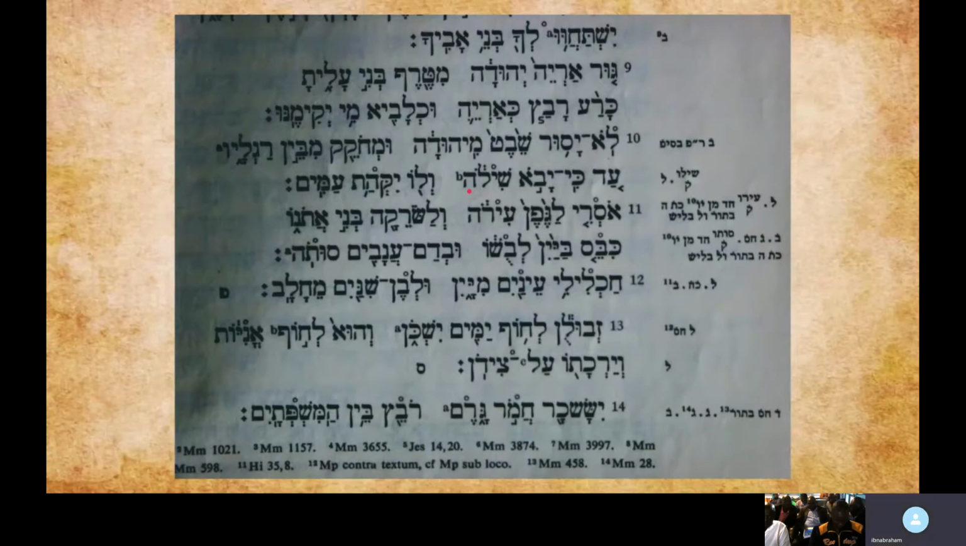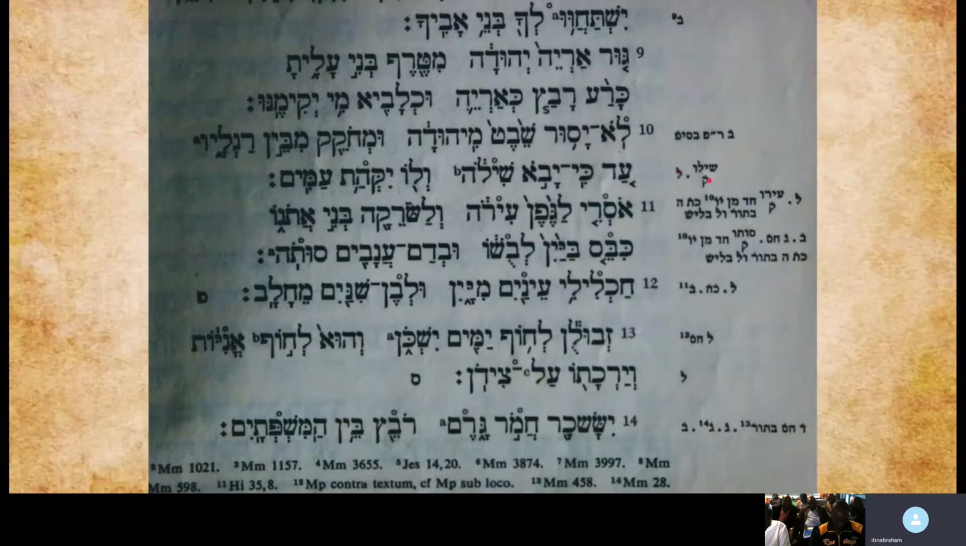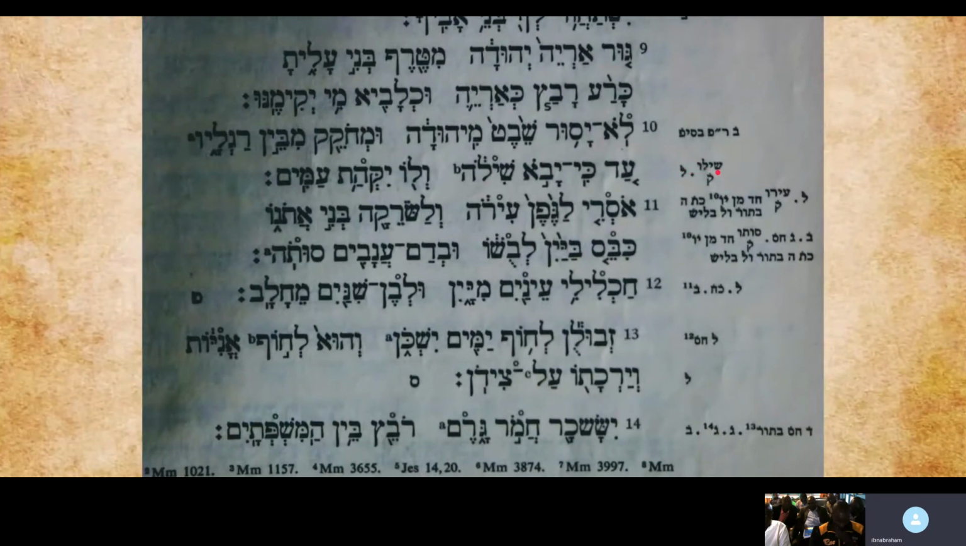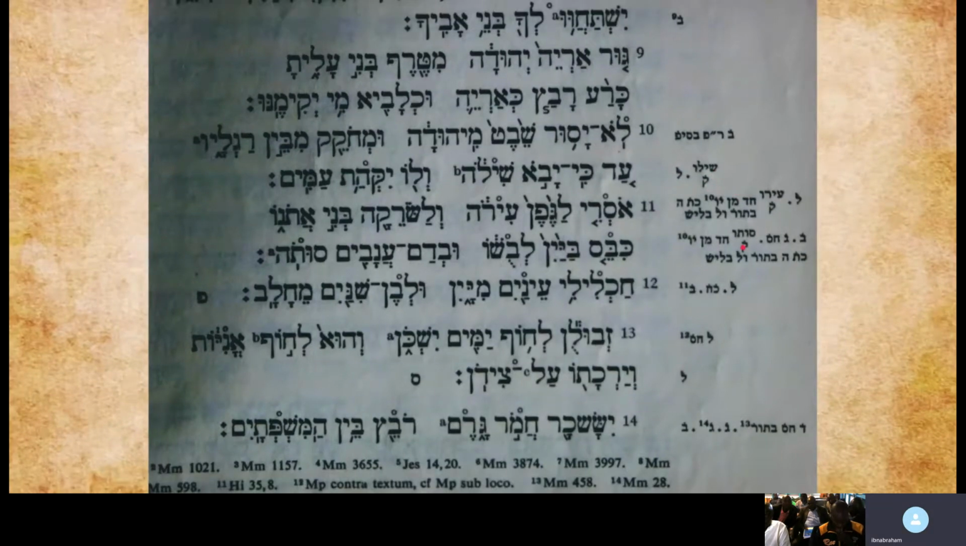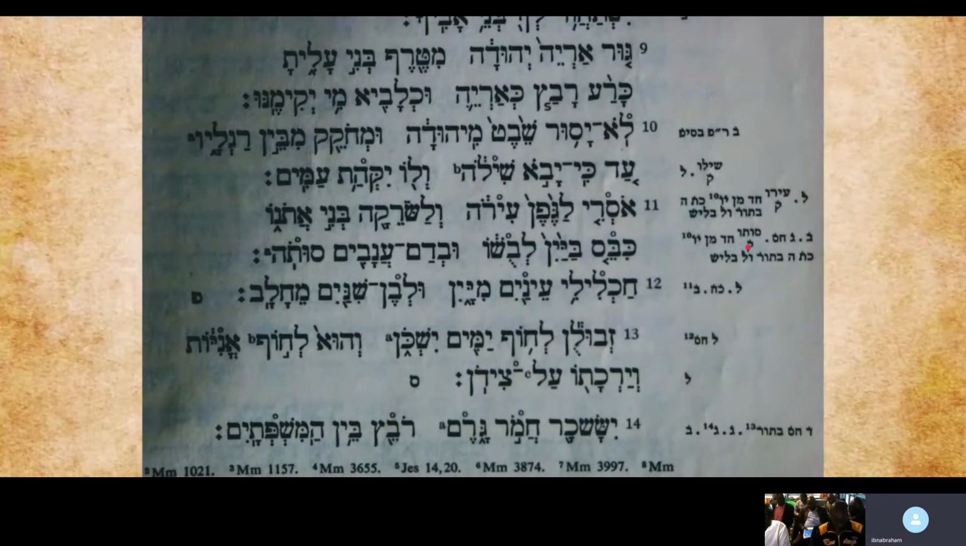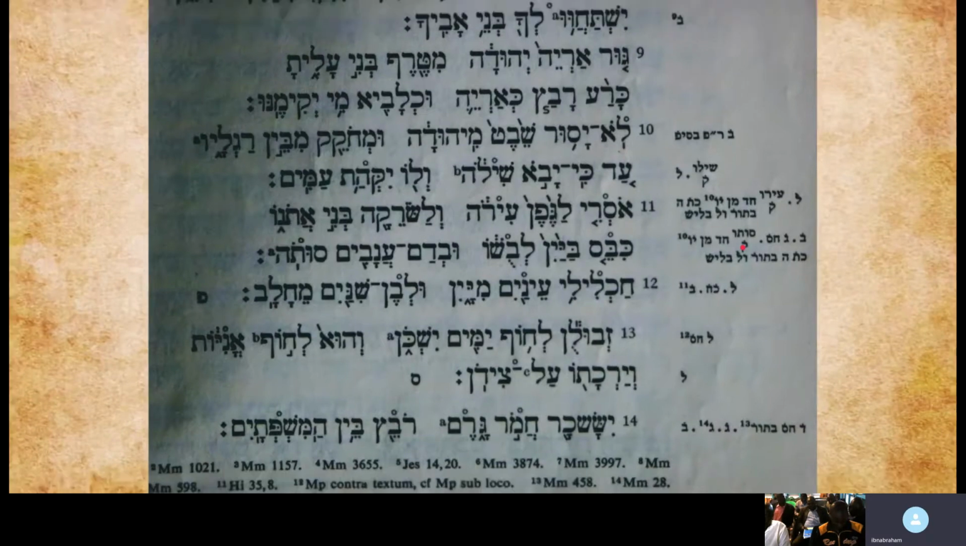The text would imply Shelah, but the Kare, what you're supposed to read out loud, says remember to read this as Shiloh. And so you have these kinds of things scattered throughout the scripture, these preserved spellings, variant spellings of the same word, and sometimes variants between manuscripts of how it was understood differently.